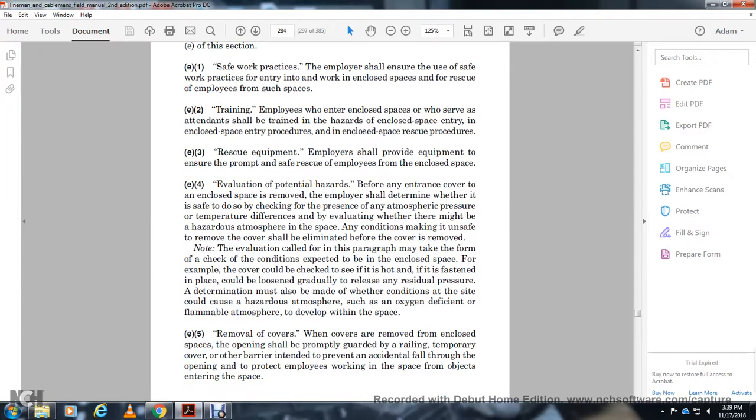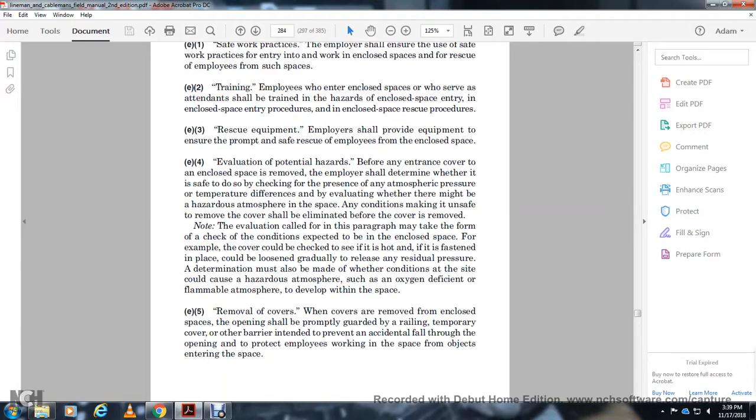Removal of the cover. When the cover of the enclosed space is removed, the opening should be properly guarded with a railing, temporary cover, or barrier intended to prevent accidental falling through the opening and to protect employees working in the space from objects entering into the space.